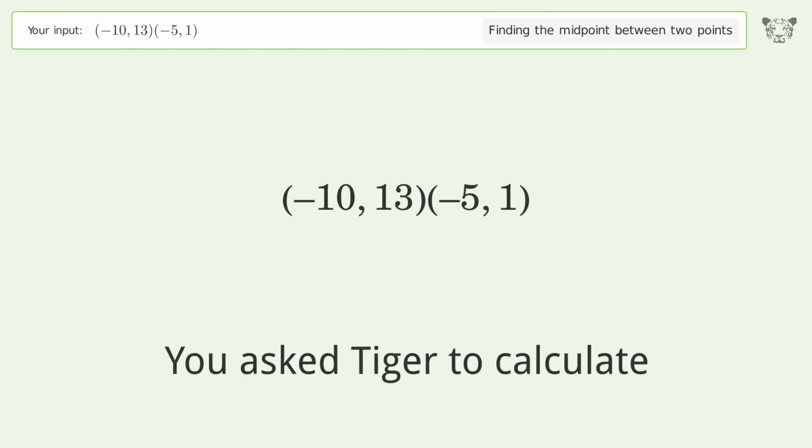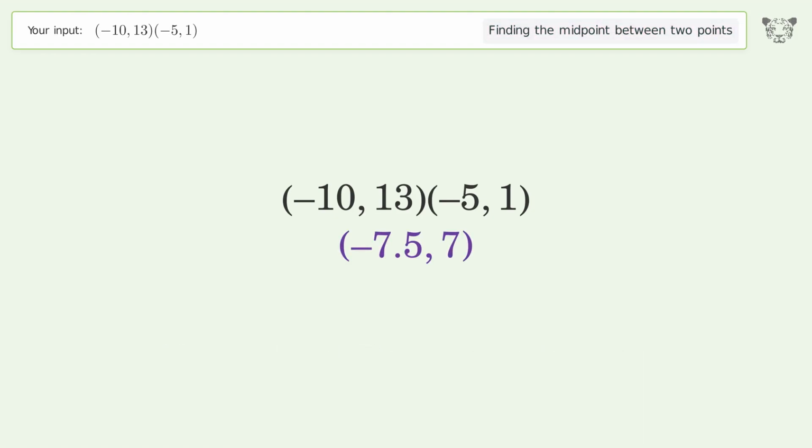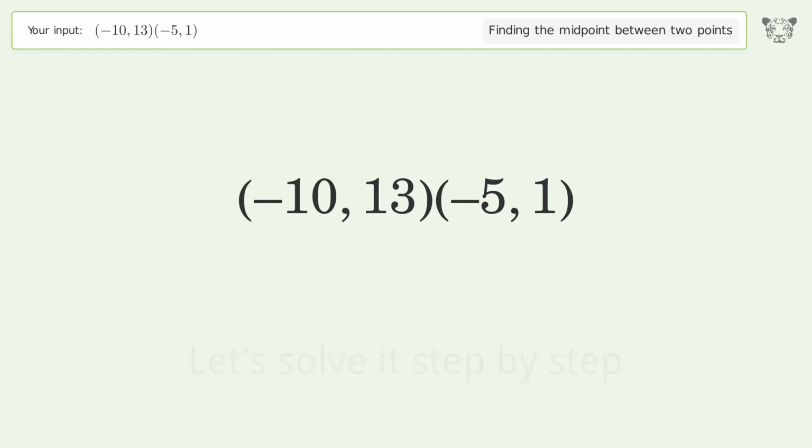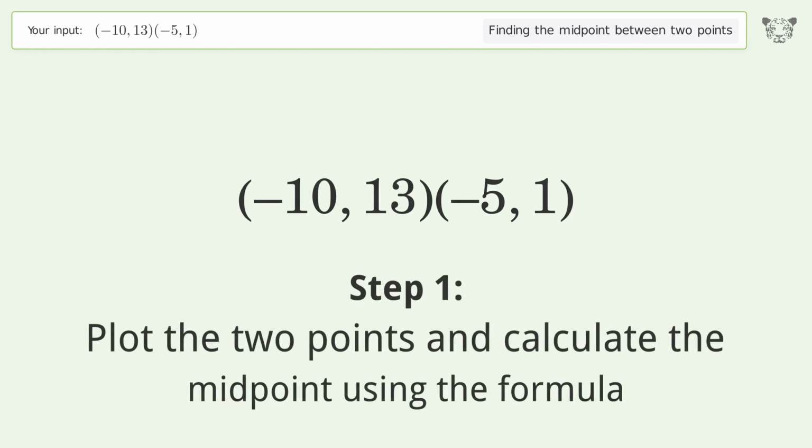You ask Tiger to calculate. This deals with finding the midpoint between 2 points. The midpoint between the 2 points is negative 7.57. Let's solve it step by step. Plot the 2 points and calculate the midpoint using the formula.